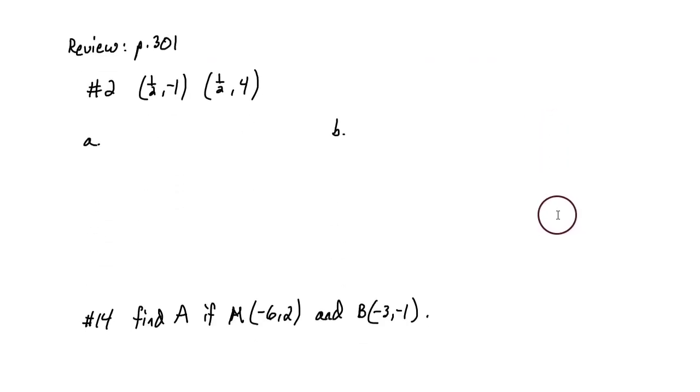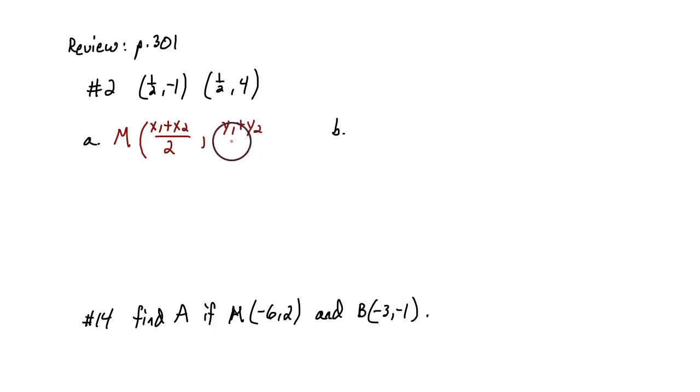For the review assignment, we're going back to page 301. We were given some ordered pairs, which are dots on a grid, and we're asked, where is the midpoint? So to find the midpoint, we have a formula. You add together the x-coordinates and divide by 2, and then you add together the y-coordinates and divide by 2. Another way to say that is you're averaging those numbers. This is the x1, this is the y1, this is the x2, this is the y2.